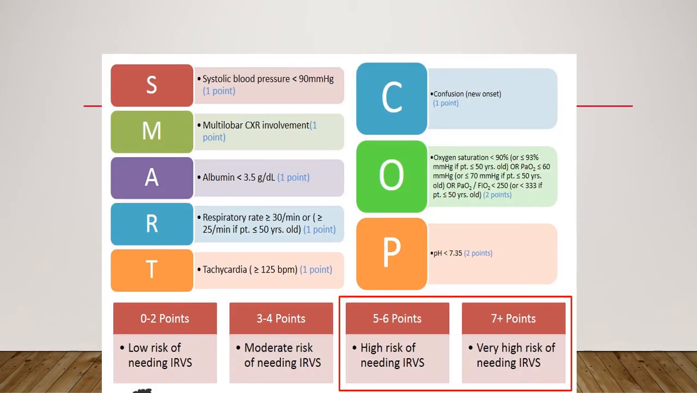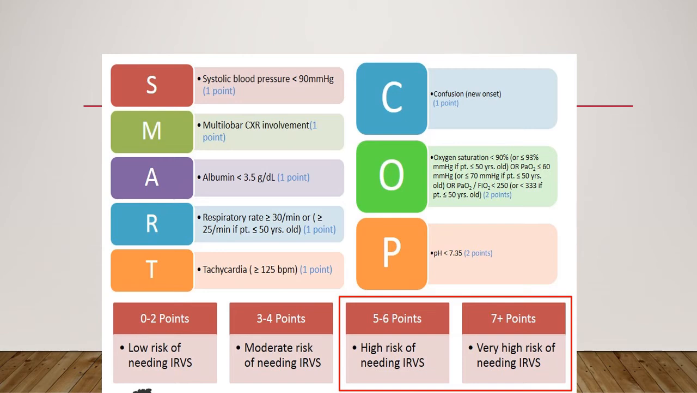Here's the SMART-COP score. It takes into account the systolic blood pressure, the presence of multilobar infiltrates on the chest X-ray. It also takes into account low albumin levels, a high respiratory rate, tachycardia, and the presence of confusion in a patient. Very commonly, elderly patients present with confusion and no fever. So confusion is an important feature.